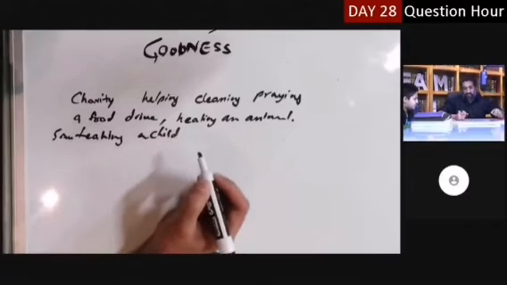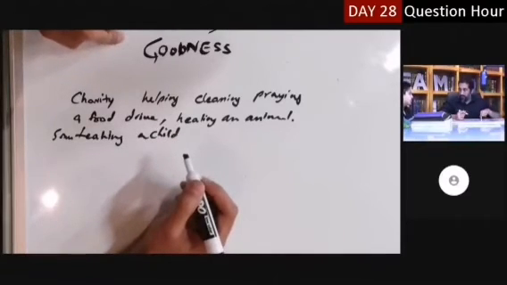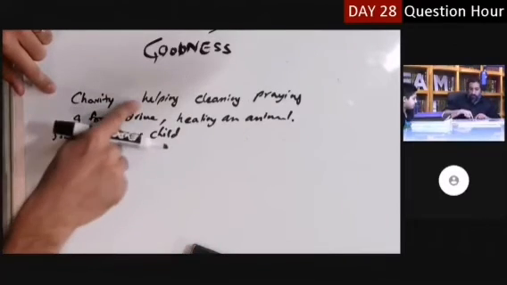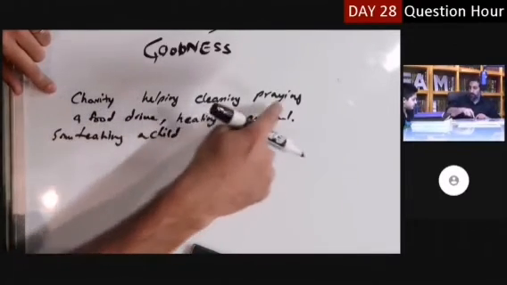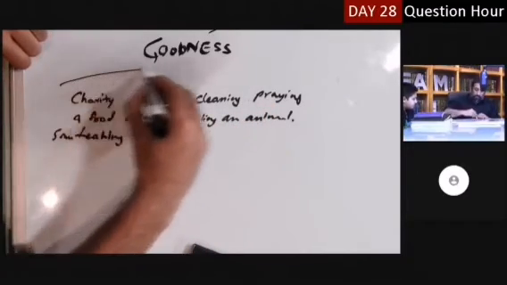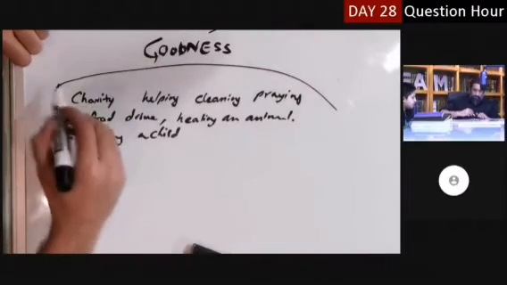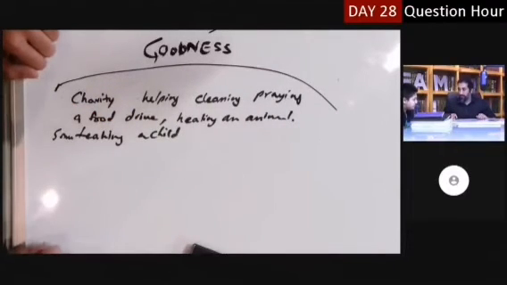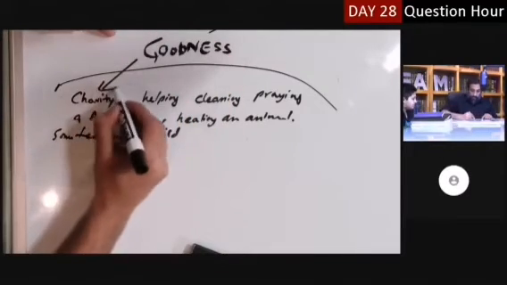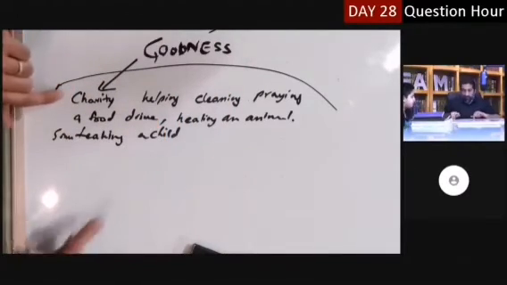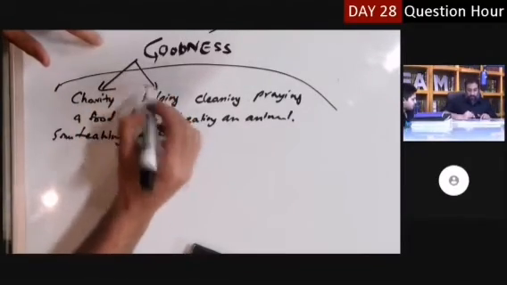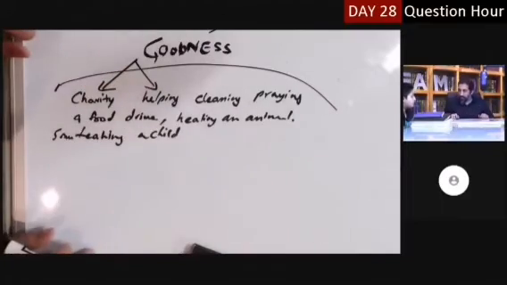So these are all examples of what? Goodness. Somebody giving charity is being good, and someone helping is being good, and someone cleaning is being good, and someone praying is being good. But all of them are under this one giant umbrella called what? Goodness itself. But if I said goodness is just this, it's like I rejected everything else. And if I just said goodness is just these two, then I rejected the rest.